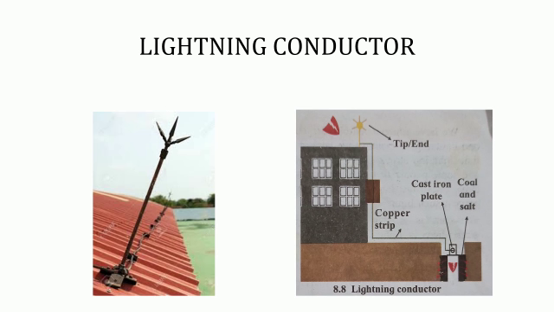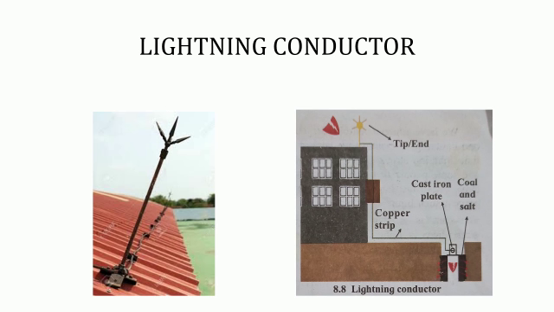A pit or hole is dug in the ground. Coal and salt are filled into the pit and the iron plate is placed upright in the pit. Coal and salt are used to increase the conductivity of the soil. Coal absorbs water and keeps the soil wet, and salt is added to increase the conductivity. There is also a provision for pouring water into it. This helps to spread the electric charge quickly into the ground and prevent damage.